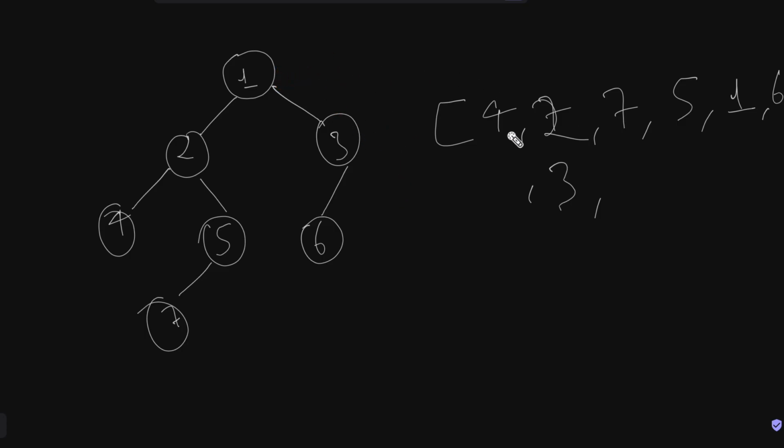We have already printed 1 here, so I don't need to print anything. We have printed all the things. So basically our answer has been done, right? Our answer is complete at this point. So this is the in order traversal.